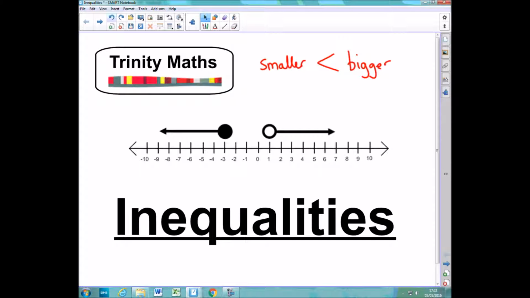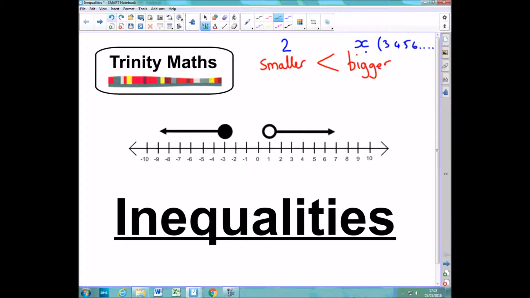So if we were to put some algebra to this, for example, if I put an x on the bigger side and I put a number like 2 on the smaller side, that would basically mean that x, or any number, is bigger than 2. So I could have any number then that's bigger than 2, like 3, 4, 5, 6, etc., etc.